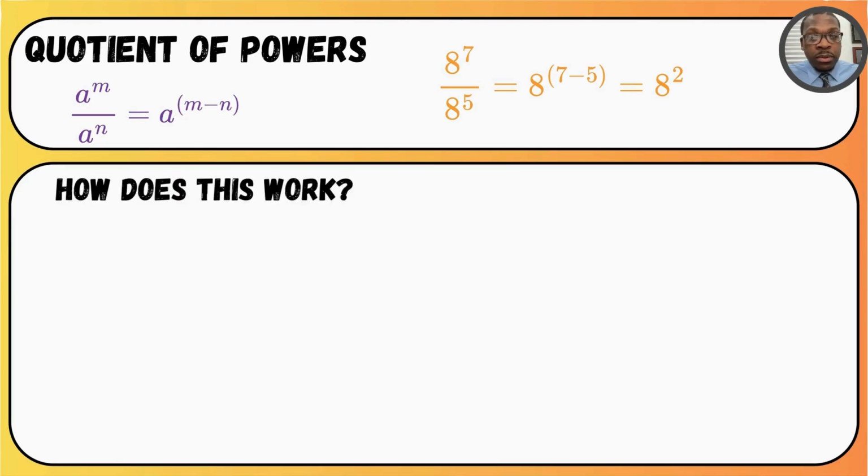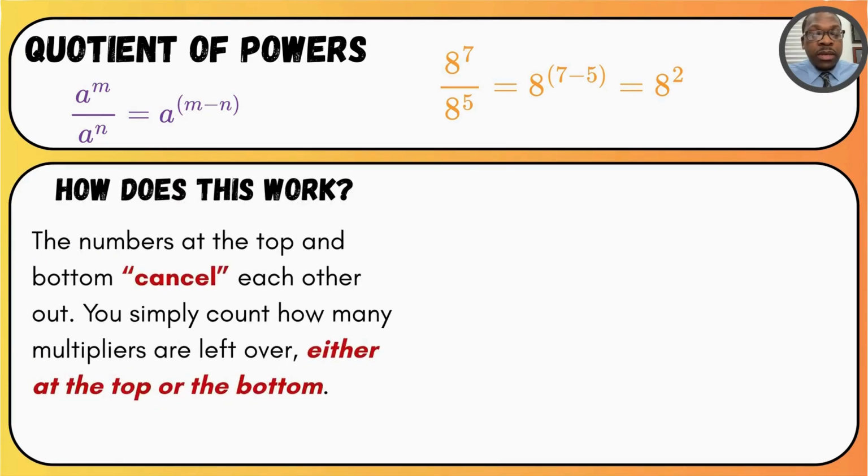Now, how does this work? This works because when you expand it, you will notice that the numbers at the top and the numbers at the bottom, they cancel each other out. And you can simply count how many multipliers are left over, whether they're at the top or whether they're at the bottom. All right, let's take a look.